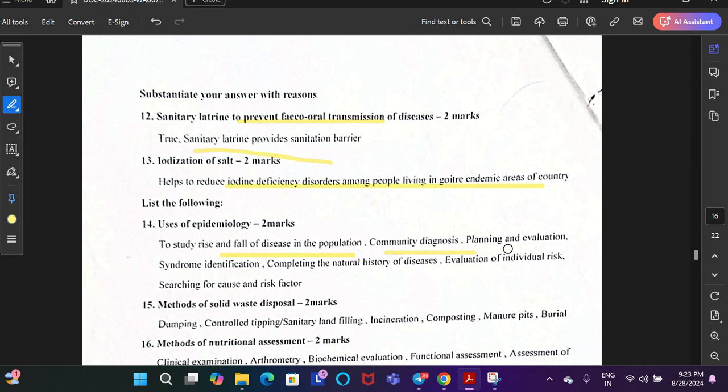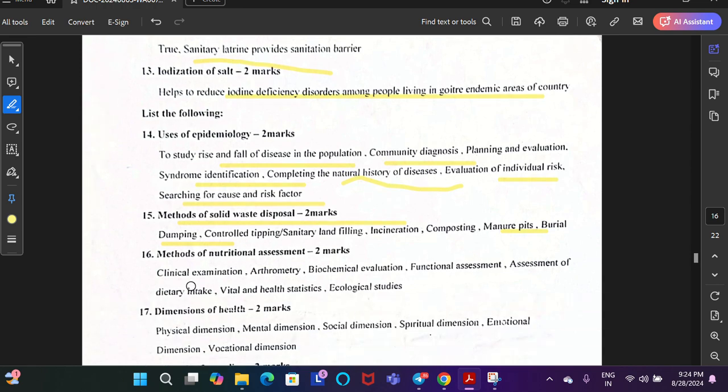There will be community diagnosis, planning and evaluation, syndrome identification, completing the natural history of disease, evaluation of the individual at risk, searching for cause and the risk factor. The methods of solid waste disposal: first is dumping, controlled tipping or sanitary landfilling, incineration, composting, manure pits, then burial.